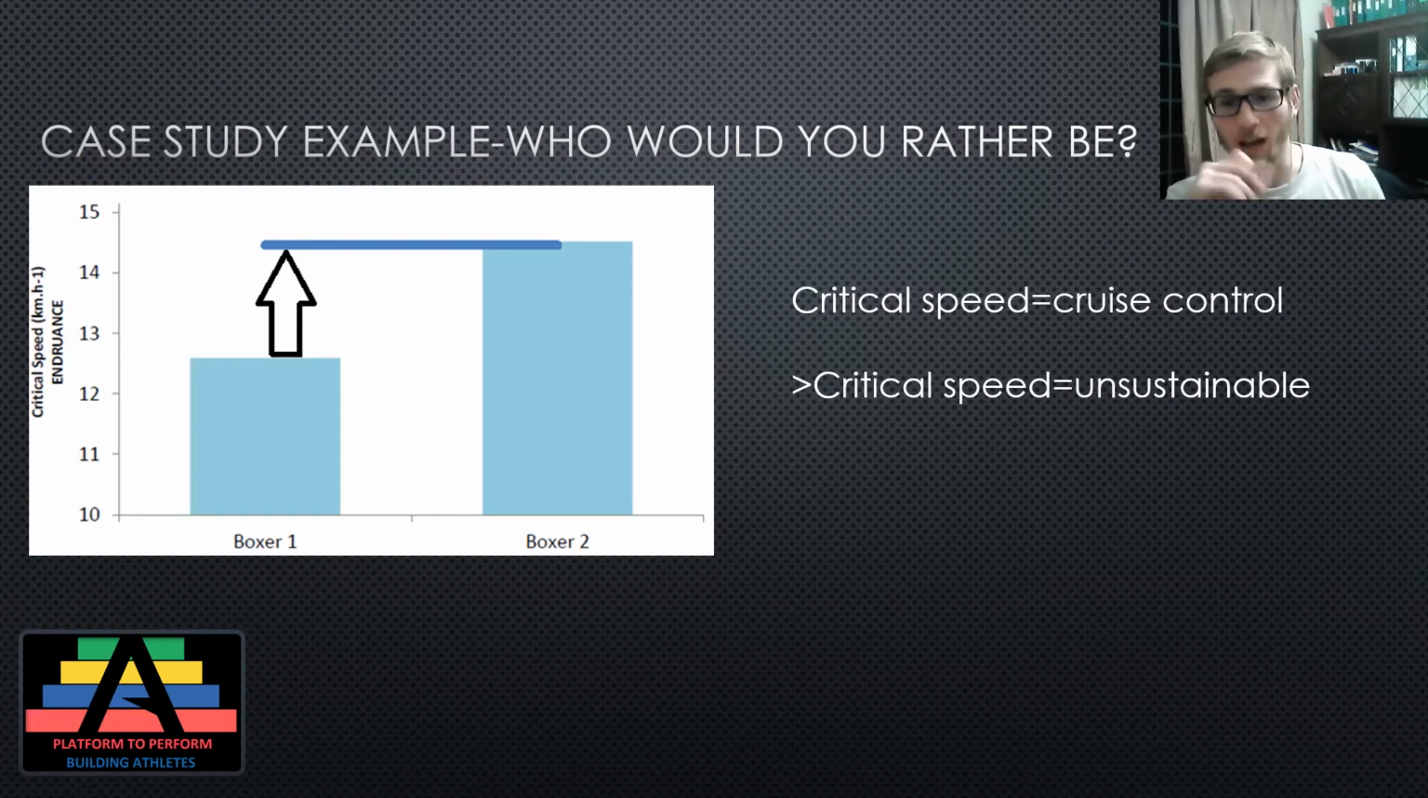So if we imagine this blue line is the intensity that the fight takes place at. Now, as I've said, critical speed using your aerobic system is sustainable. Anything above critical speed is an unsustainable intensity. So in this example, boxer two is at their critical speed. They're fine. They're cruising. Boxer one is having to come up to meet them there. So now what's going to happen is boxer one is working anaerobically, which we know is not sustainable. They're going to be producing lactate, which isn't necessarily the bad guy, but it does interfere with muscle function. So in this scenario, if the fight is fought at the intensity of the blue line, that's when boxer one is really going to start to struggle.